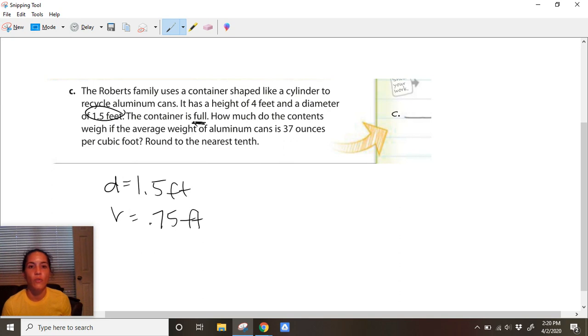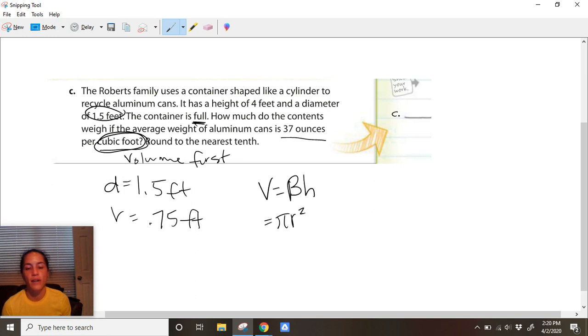If the container is full, how much do the contents weigh if the average weight is 37 ounces per cubic foot? That's the key right here. I want you to circle per cubic foot. That means we need to find the volume first. It's asking us, if you know the volume, then how much will it weigh? So to find the volume, we use capital B H, pi r squared times h, just like I said we would.